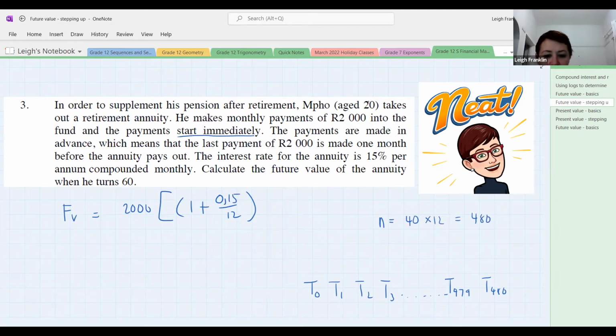The difference is that he has started here at T0. This is his first payment of 2,000 Rand. Over here at 479, this is his last and 480th payment of 2,000 Rand. So yes, he has made 480 payments.